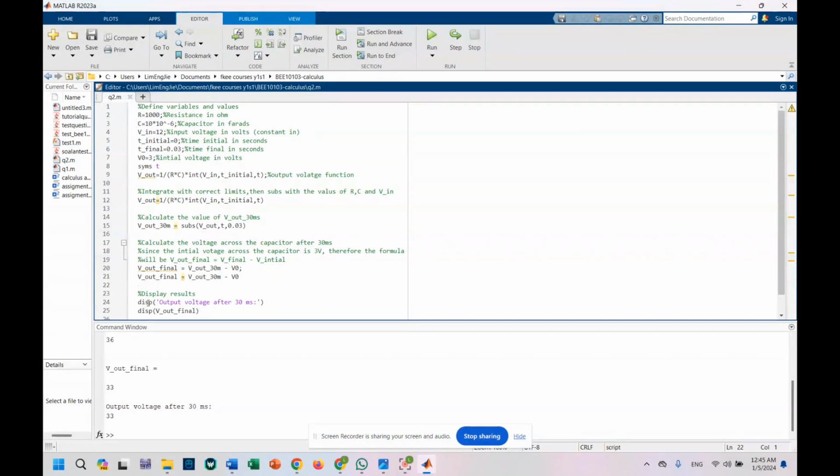Then I will display to conclude my answers. I use disp to display, like print out my final answer. So these are the steps and the coding I use to calculate and solve question number 2. That's all for me. Thank you.